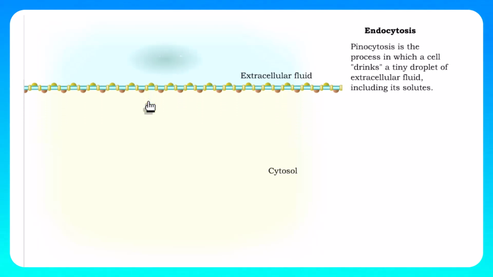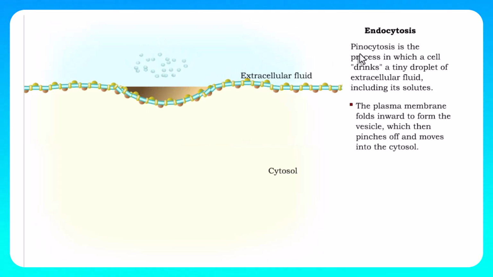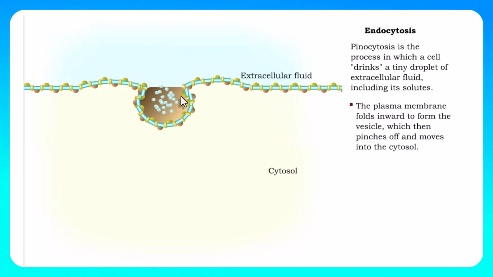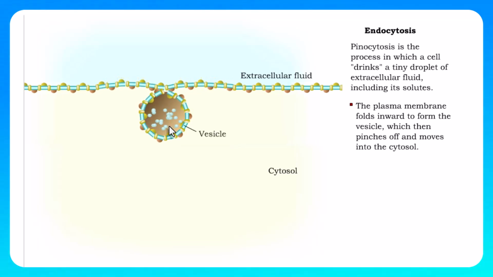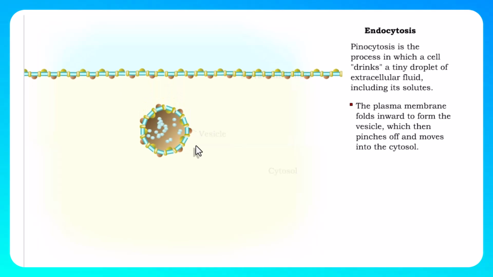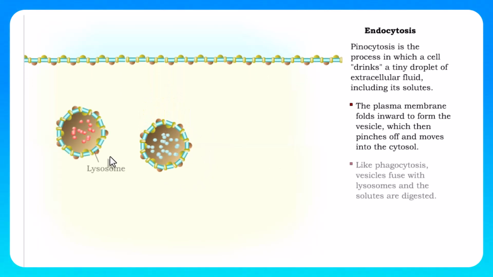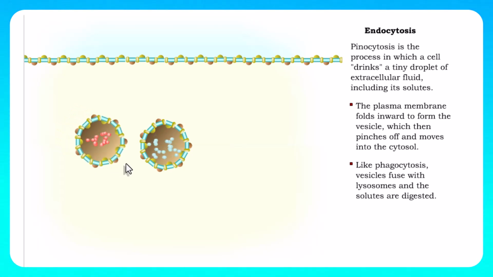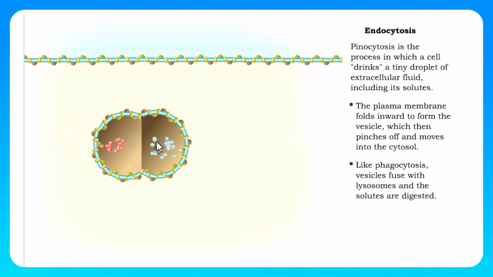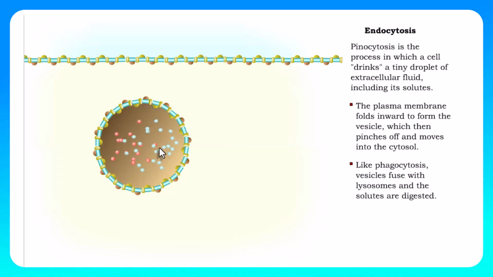Pinocytosis is the process in which the cell drinks a tiny droplet of extracellular fluid, including solutes. The plasma membrane folds inward to form the vesicle, which then pinches off and moves into the cytosol. Like phagocytosis, vesicles fuse with lysosomes and the solutes are digested.